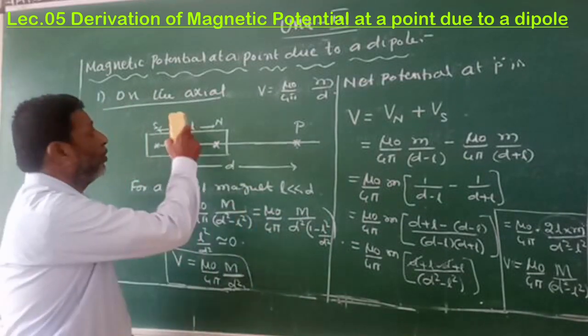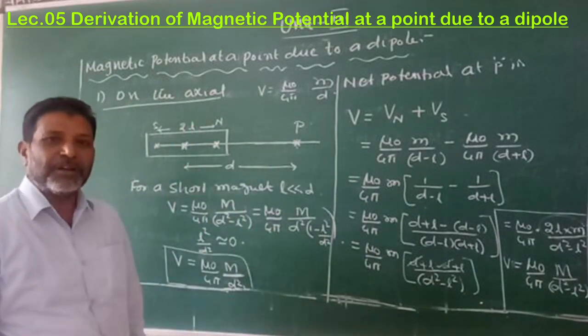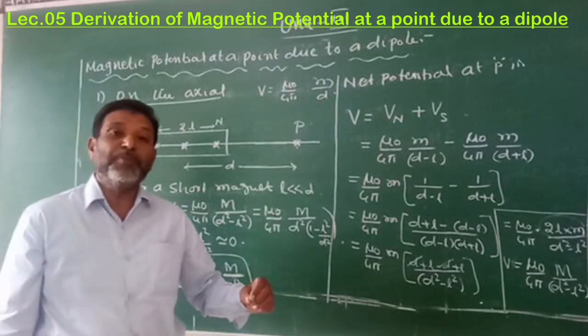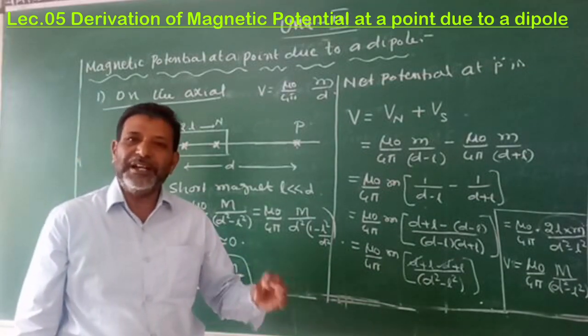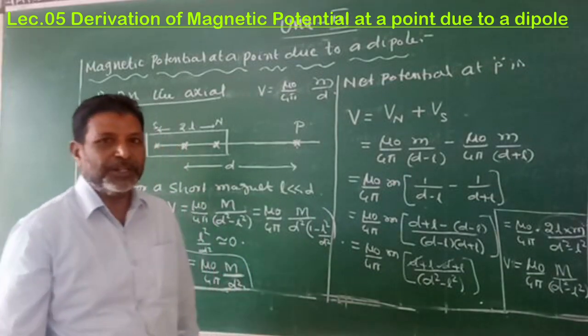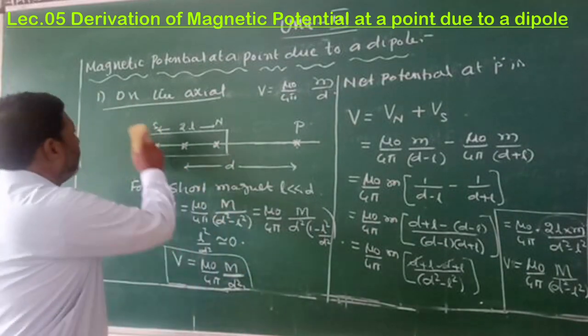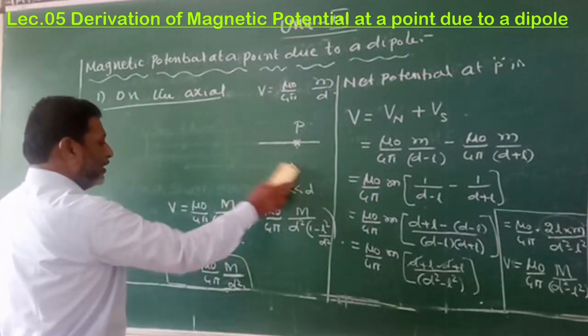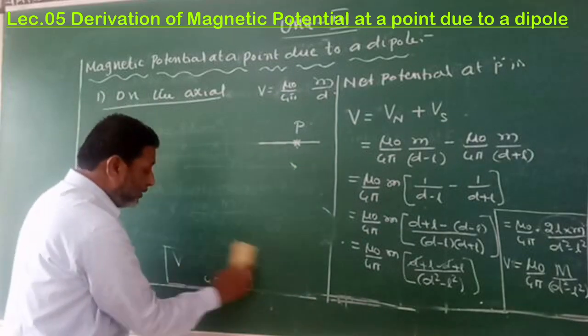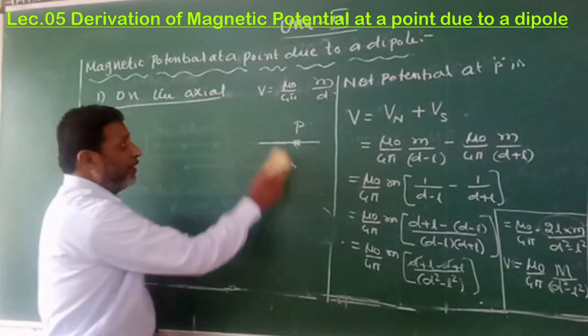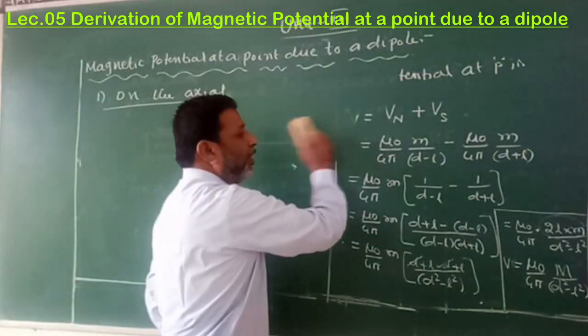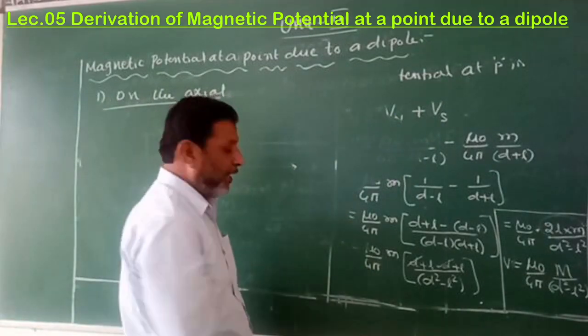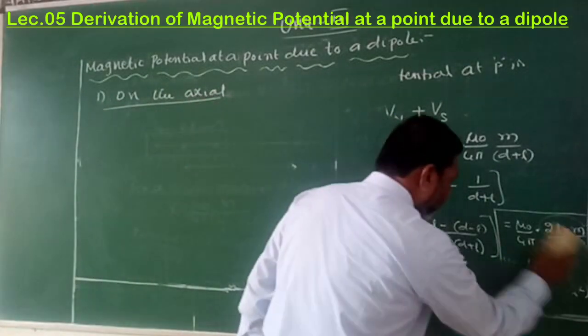Now see, this is about the magnetic potential at any point on the axial line of a dipole. After studying this one, let us go to the next one, that is, the formula of the magnetic potential at any point on the equatorial line of a dipole.